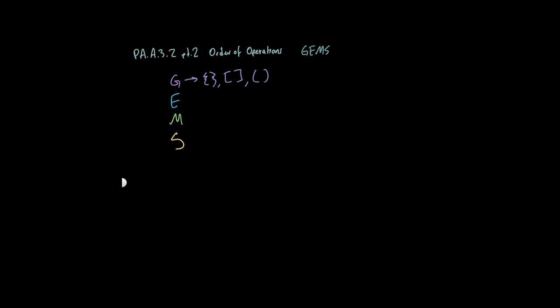The G is for grouping symbols like these. The E is for exponents. It could be something to a power or square root. M is for multiply and divide. You just need to go left to right. S is for subtract and add. Once again, just go left to right. You work on these from the top to the bottom, so you'd start at the top and then you go to the bottom.